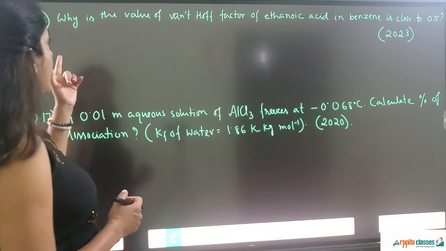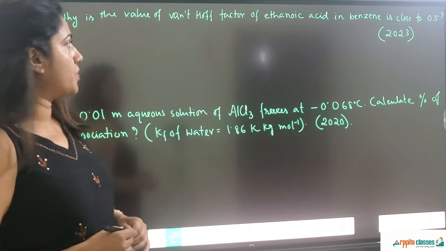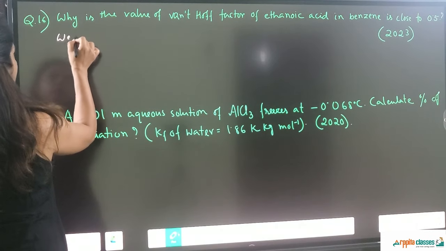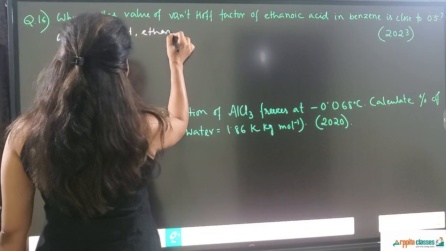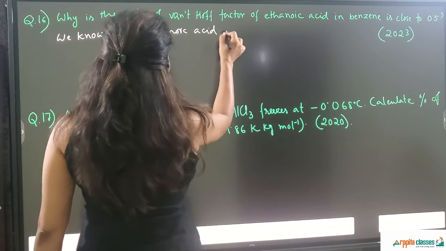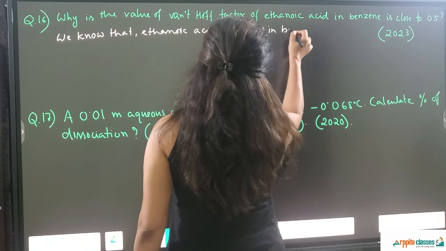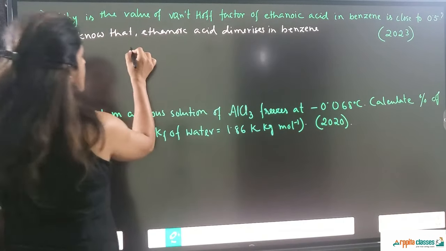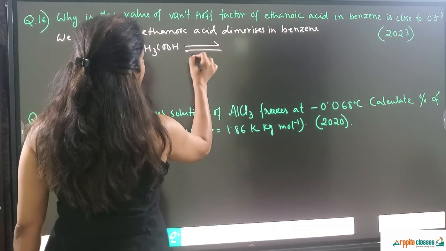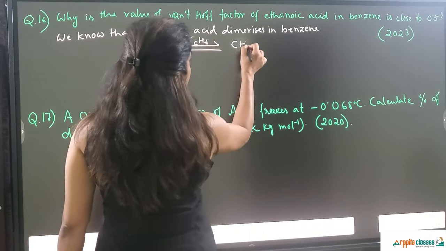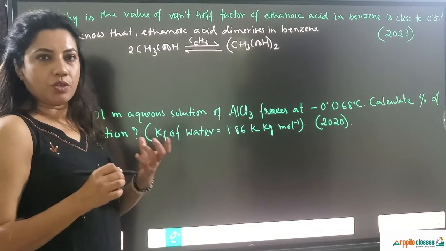Question number 16 is, why is the value of Van 't Hoff factor of ethanoic acid in benzene close to 0.5? This question has come in 2023. So we know that ethanoic acid dimerizes in benzene. That means two molecules of ethanoic acid, when dissolved in benzene, convert into (CH3COOH) the whole twice. Two molecules convert into one, it dimerizes.